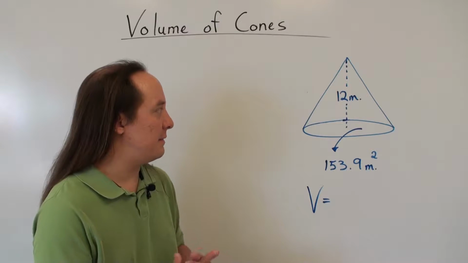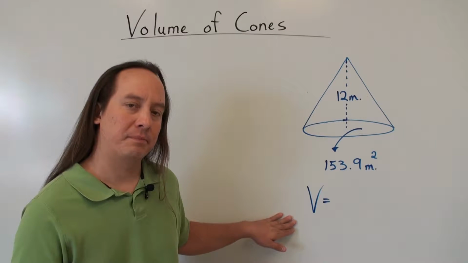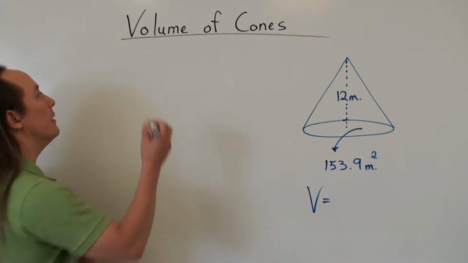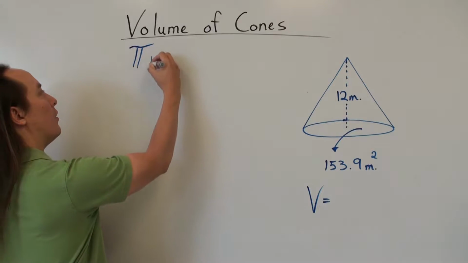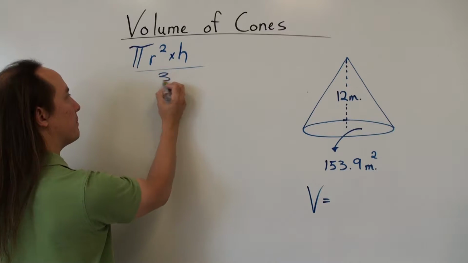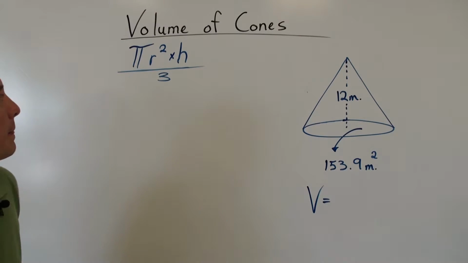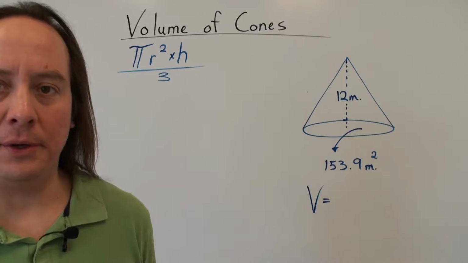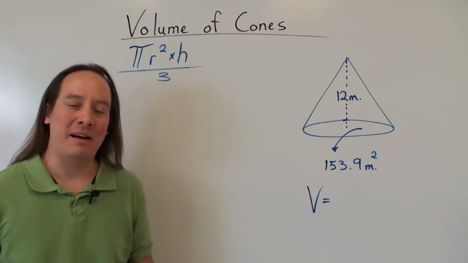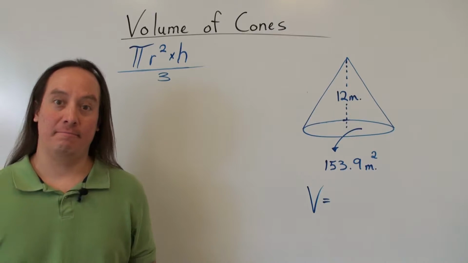This one is basically saying to find the volume. They're asking us what the volume is of this cone. And we know that the formula of a cone is pi r squared times height divided by 3. Well, can I do that? Well, pi, we always have pi. Pi is 3.14. Do we have radius?